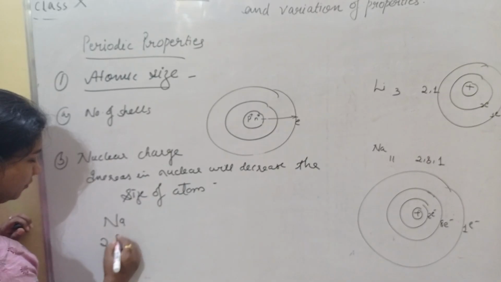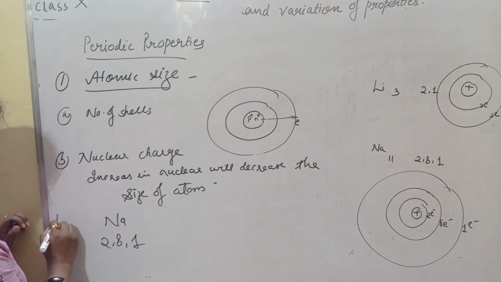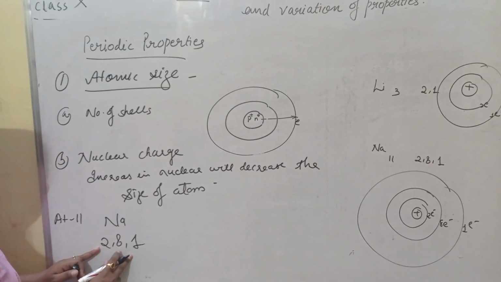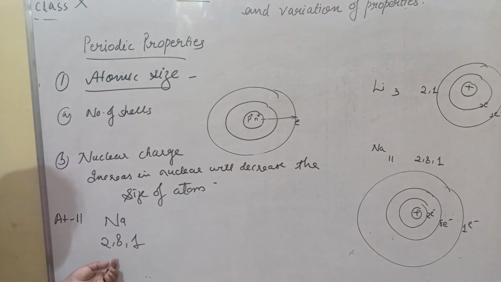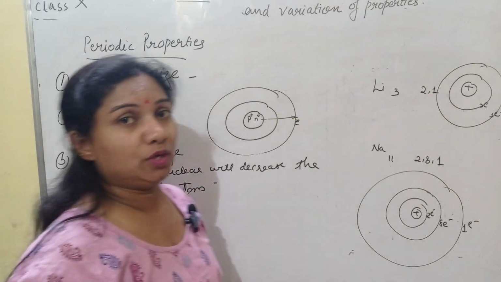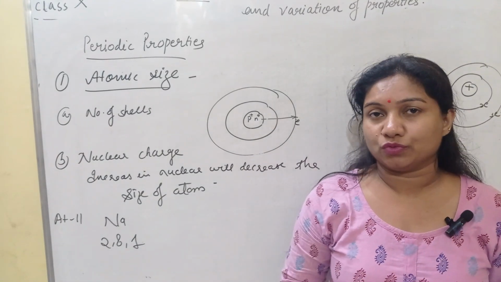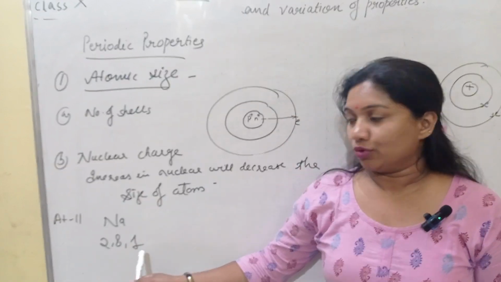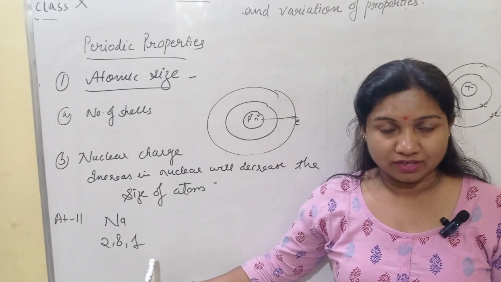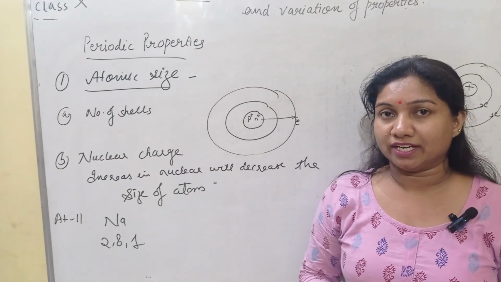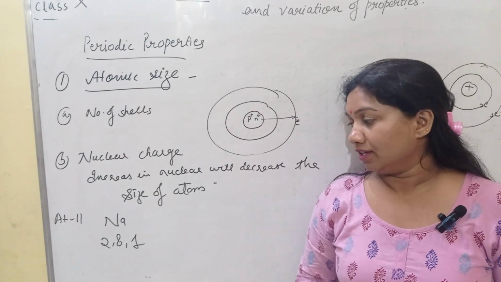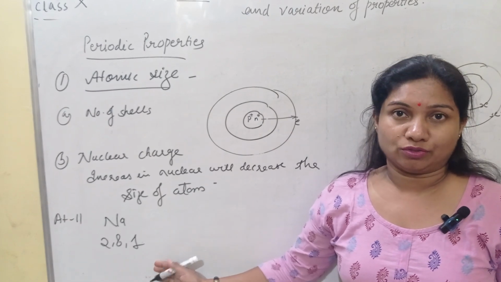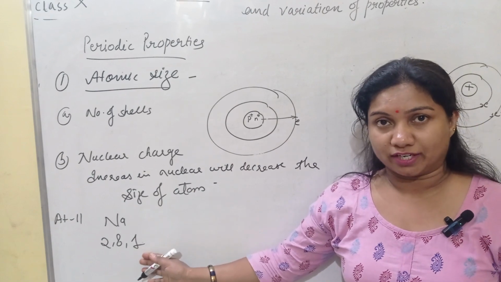Sodium. Atomic number is 11, configuration is 2, 8, 1. So you can see from this configuration that sodium wants to remove this electron to complete the octet. We know that an atom is stable only when it has 8 electrons in its valence shell, 8 electrons or 2 electrons. But in this case, sodium has 1 electron in its outermost shell. So it is very difficult to gain 7 electrons to complete the octet rather than losing 1 electron. So it is easier to remove this extra 1 electron.